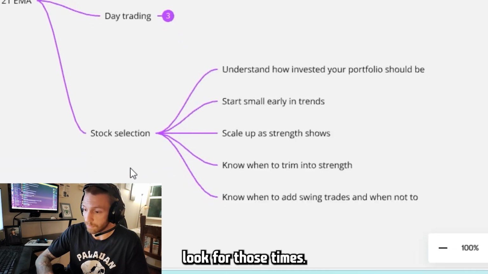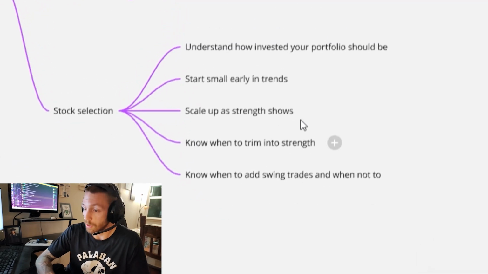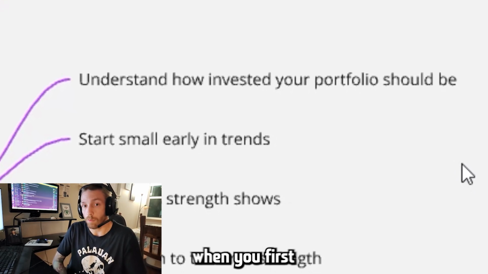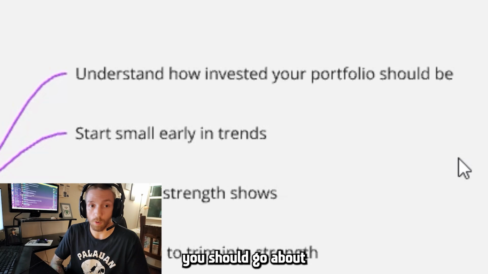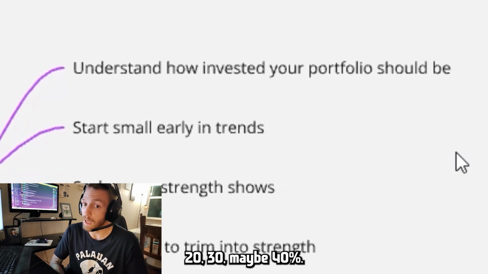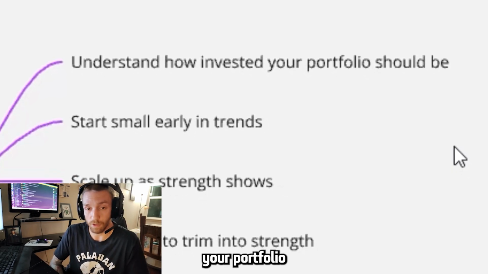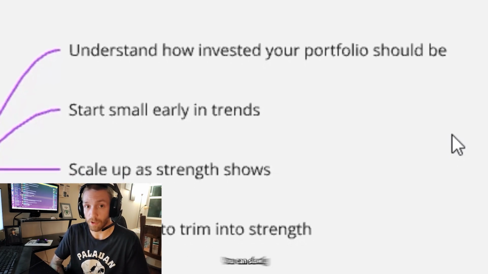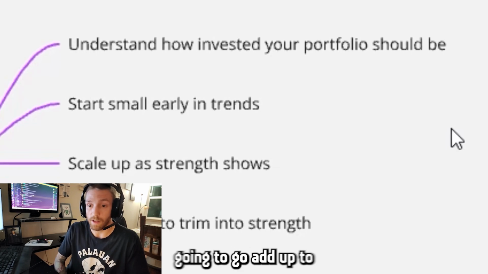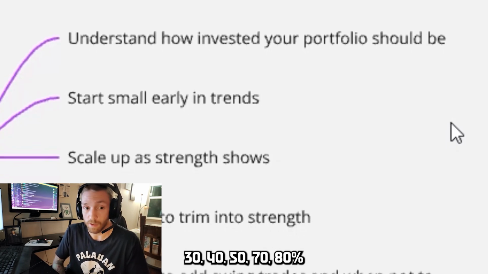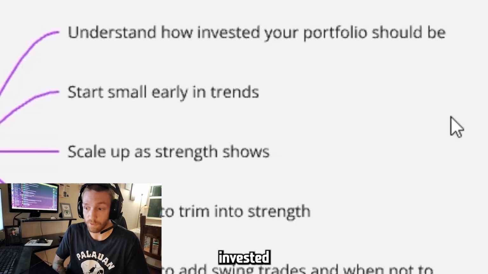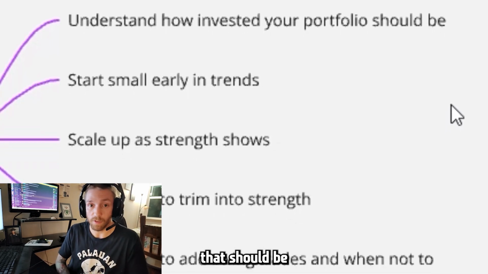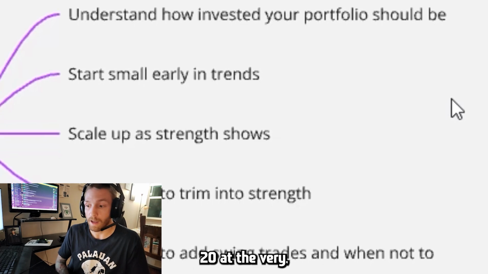That can really help you with day trading to understand when and where we might look for those times. And then next, with stock selection, it's going to tell you how invested your portfolio should be. Normally when you first get in an uptrend, you should go about 20, 30, maybe 40% invested into your portfolio if you're aggressive. As you see your stocks and the market making progress, you can slowly scale in, up to 30, 40, 50, 70, 80% invested, depending on how the market rolls.